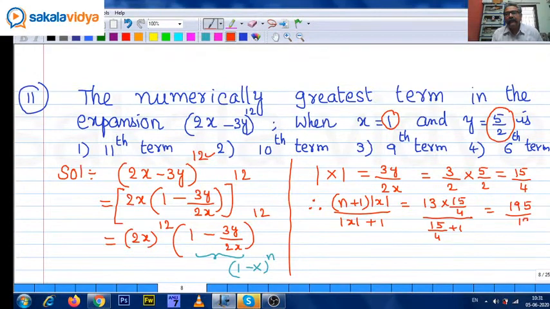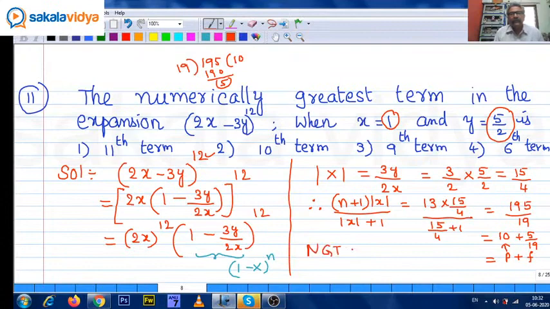195 divided by 19, 19 times 10 is 190, and the remainder is 5. That means you can write it like this: 10 plus 5 by 19. This is the P plus F form. P is the integer, F is the fractional part. Therefore the numerically greatest term is T(P plus 1), that is equal to T11. That means the 11th term. First option is the right option.